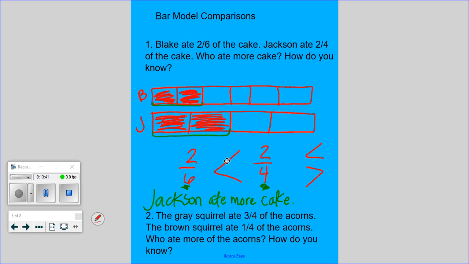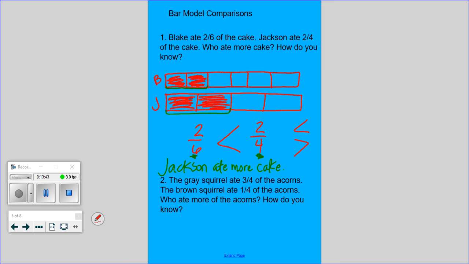Okay? All right, let's try our next one. You're going to do some of this on your own. It reads, the gray squirrel ate 3/4 of the acorns. The brown squirrel ate 1/4 of the acorns. Who ate more of the acorns? How do you know? You are comparing 3/4 to 1/4. And you are going to draw a bar model. Go for it.